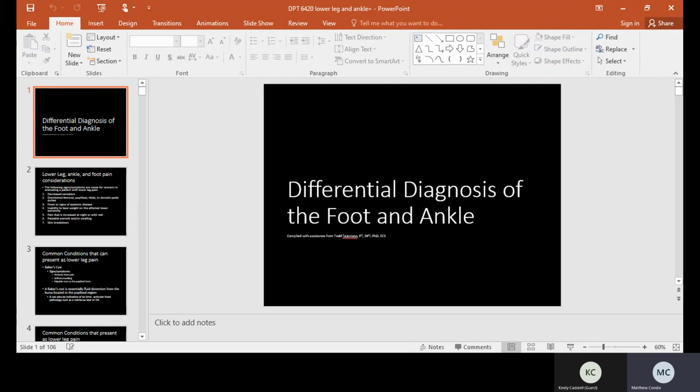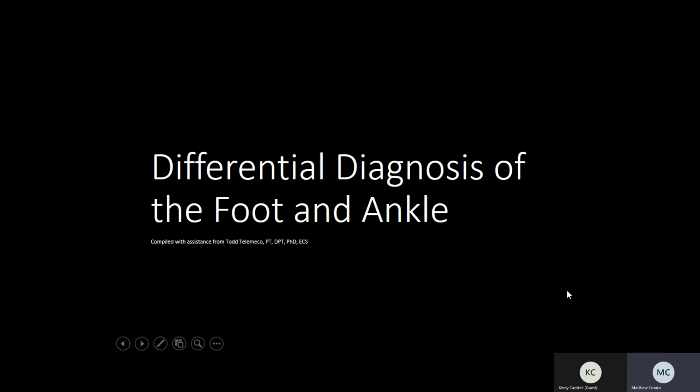from your MSK course as well. All right, so when we cover foot and ankle, we're going to cover a little bit of medical screening, a little bit of differential diagnosis. Obviously, we're going to cover a copious amount of imaging.